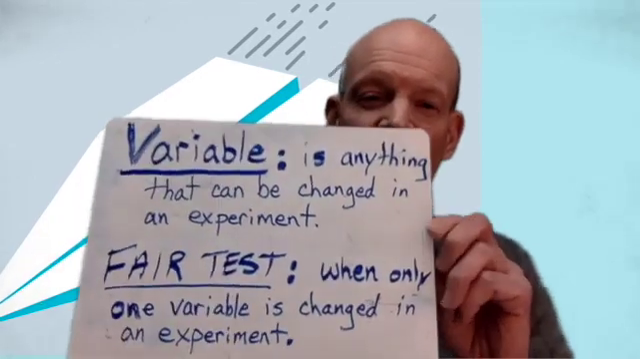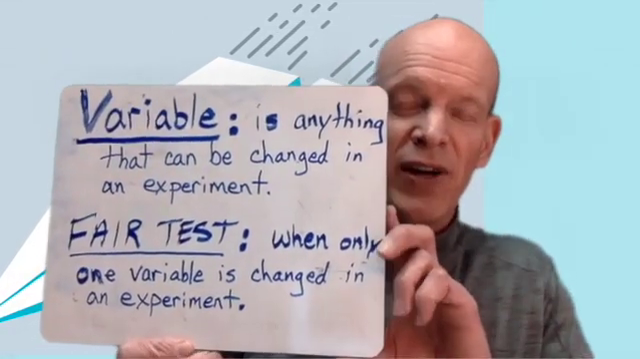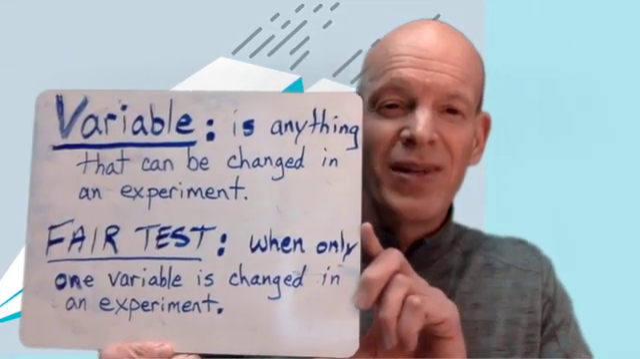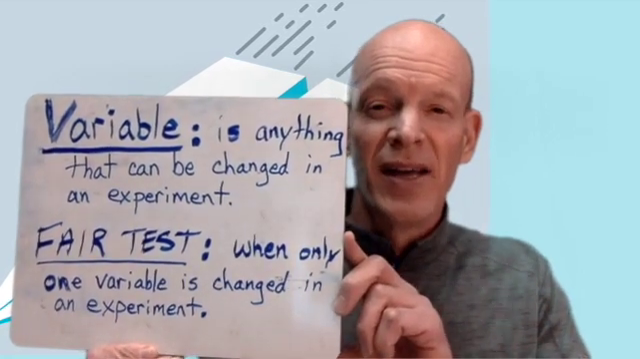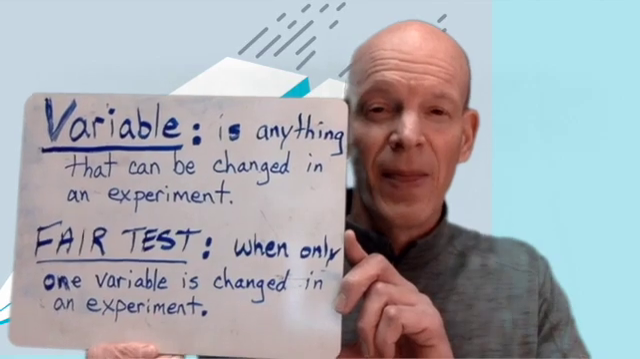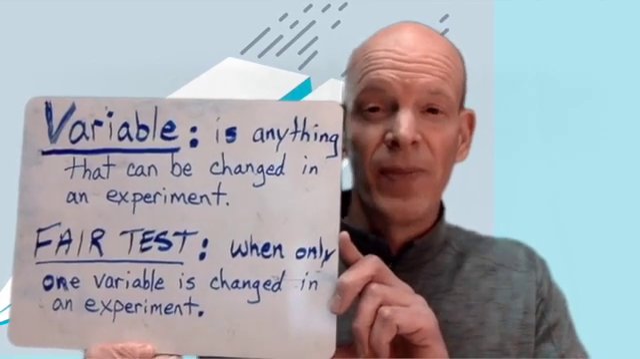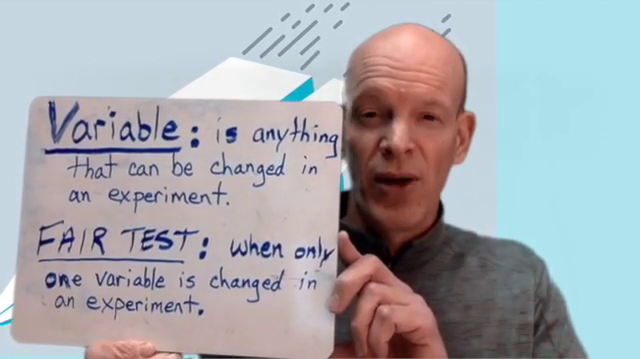So today we're focusing in on the next step, which is how do we get that science to be done properly. So we need to understand what a variable and what a fair test are. So a variable is anything that can be changed in an experiment. So with my paper airplanes, I could change the way that I threw it, how hard I threw it, how high I threw it, how low I threw it.